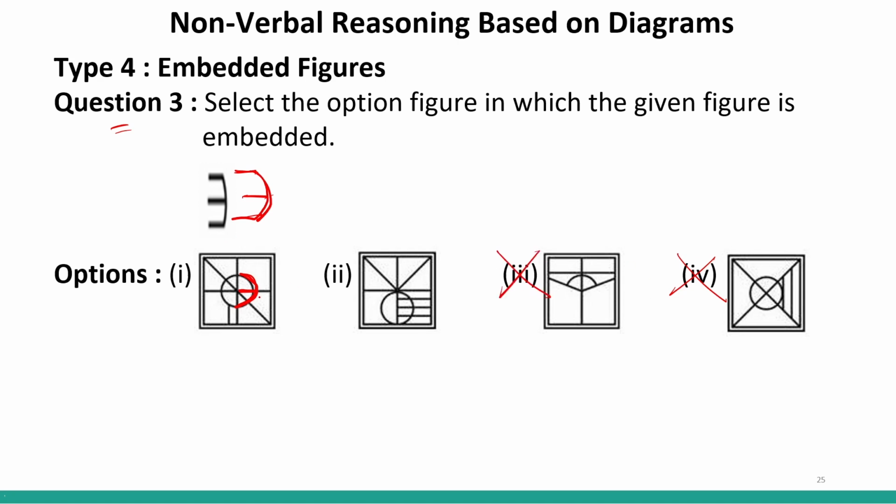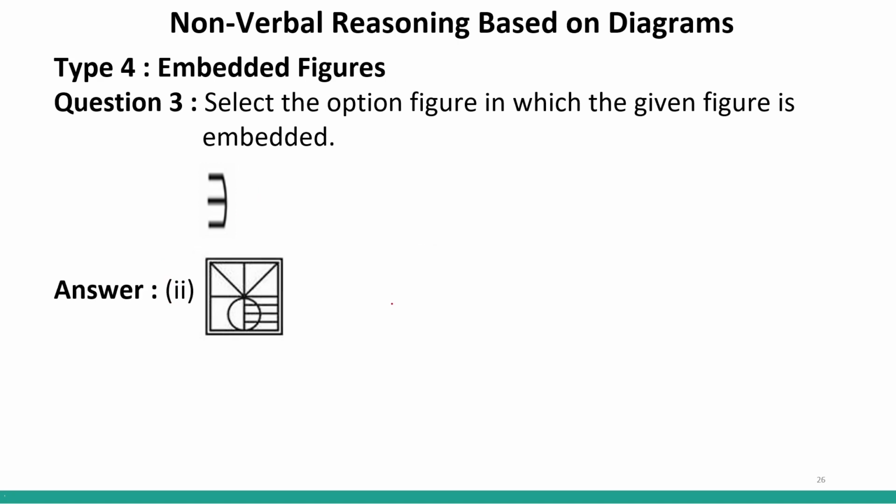But here I could find a curve. But we need a curve as well as we need 3 straight lines. So this eliminates option number 1 as well. Over here I can see, okay, we have a curve. We have a curve. And we have 3 straight lines. Like this. So option number 2 is the correct answer because in option number 2 we have a curve as well as we have 3 straight lines. Okay. So option number 2 will be the correct answer.